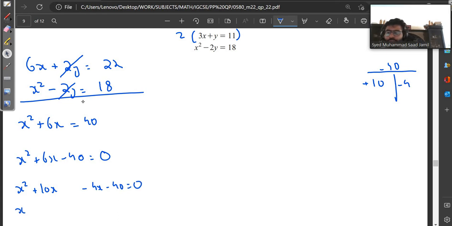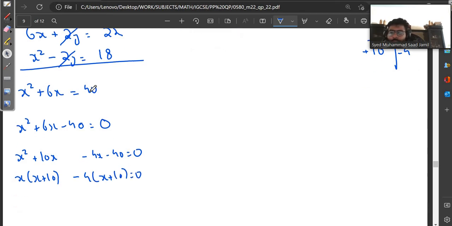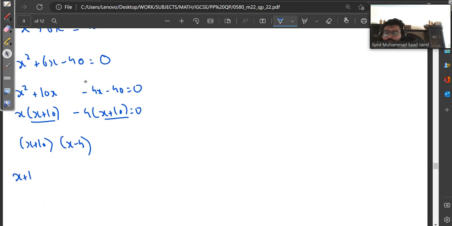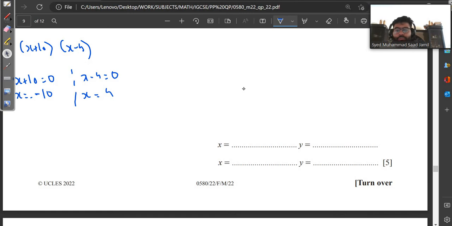Just take out x as common, this will become x plus 10, and take out minus 4 as common, this will become x plus 10 is equal to 0. Take x plus 10 as common, and x minus 4 as the other factor. So you will get two values of x. One of them, x plus 10 is equal to 0, x is equal to minus 10. The other being x minus 4 is equal to 0, x is equal to plus 4. Okay? Now we got two values. So one value of x is minus 10, the other value of x is 4.